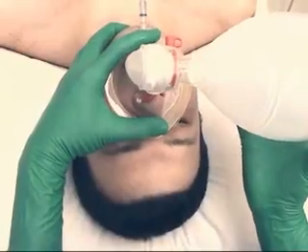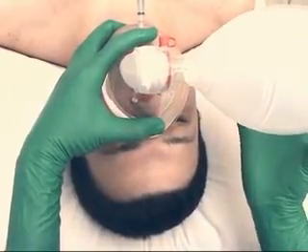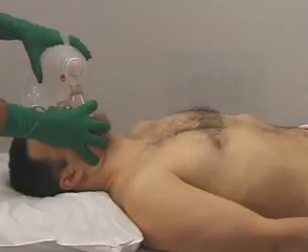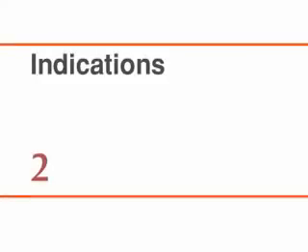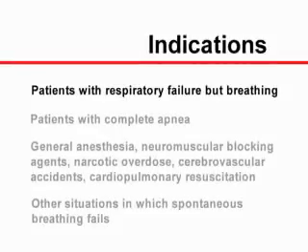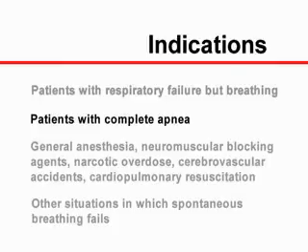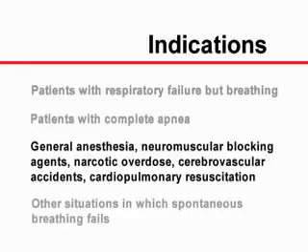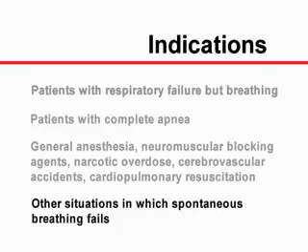The purpose of this video is to demonstrate the equipment and technique used to provide positive pressure ventilation with a face mask and a bag valve device. Face mask ventilation is used in patients with respiratory failure but who are still spontaneously breathing and patients with complete apnea. Face mask ventilation can be indicated after the induction of general anesthesia, the administration of neuromuscular blocking agents, narcotic overdose, cerebrovascular accidents, cardiopulmonary resuscitation, and other situations in which spontaneous breathing is failing or completely ceases.